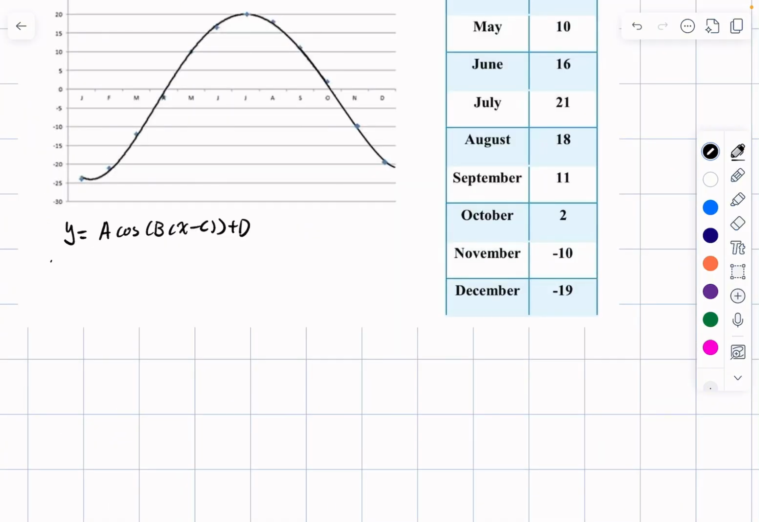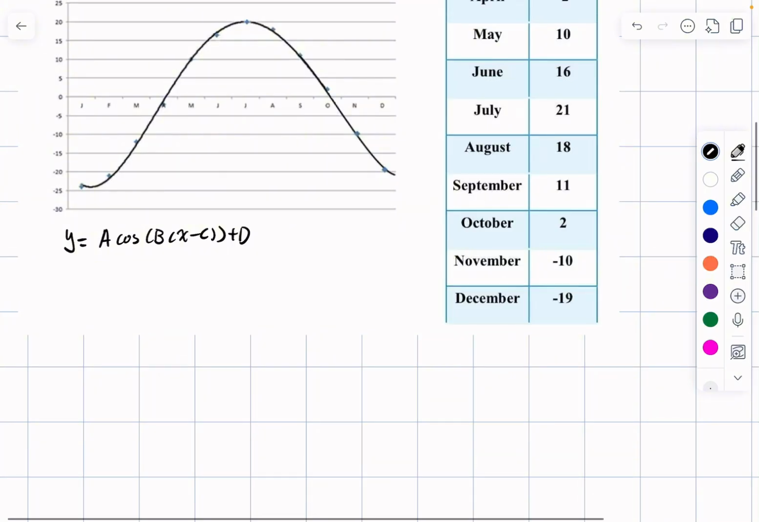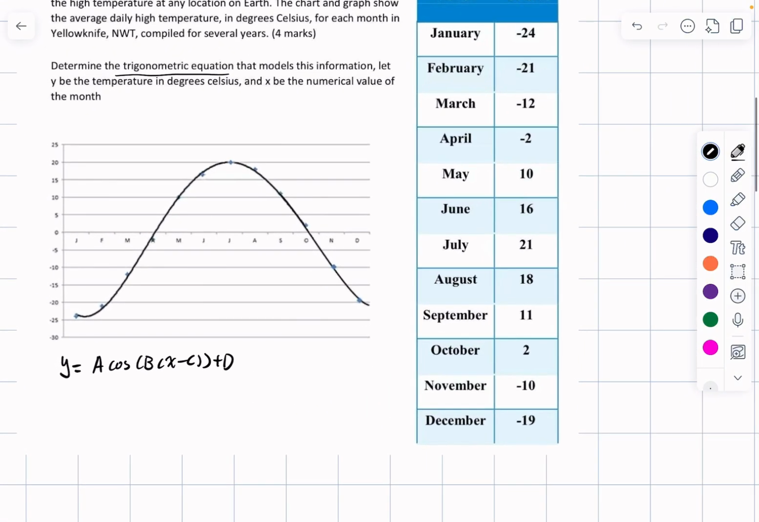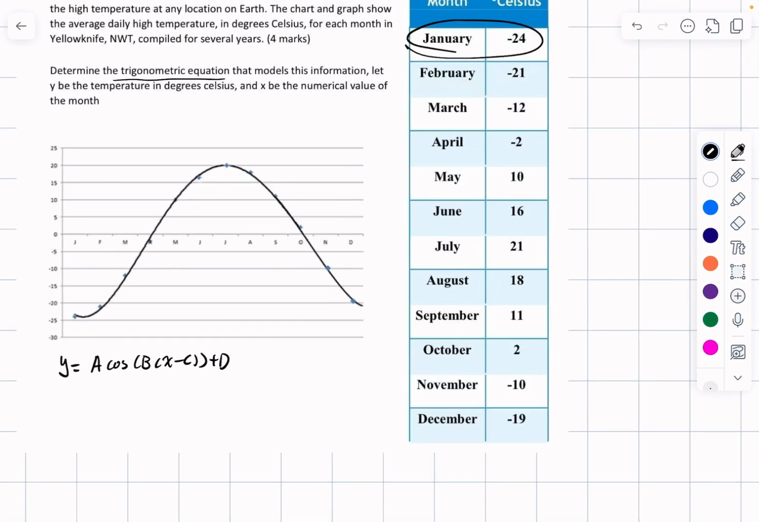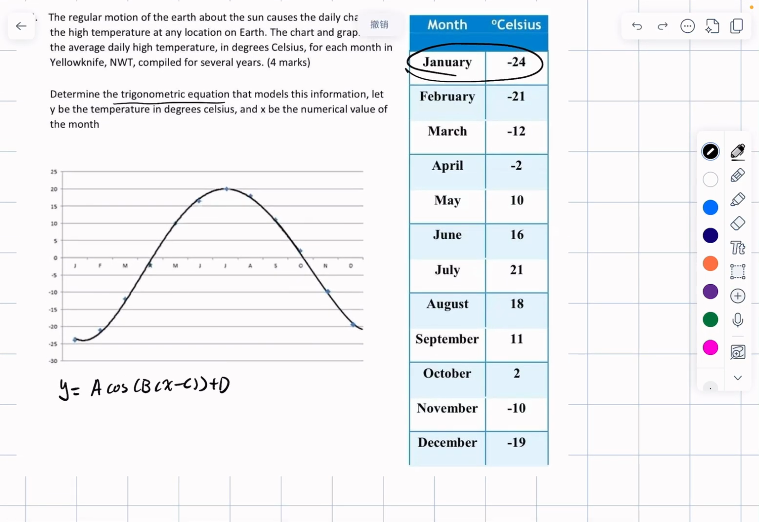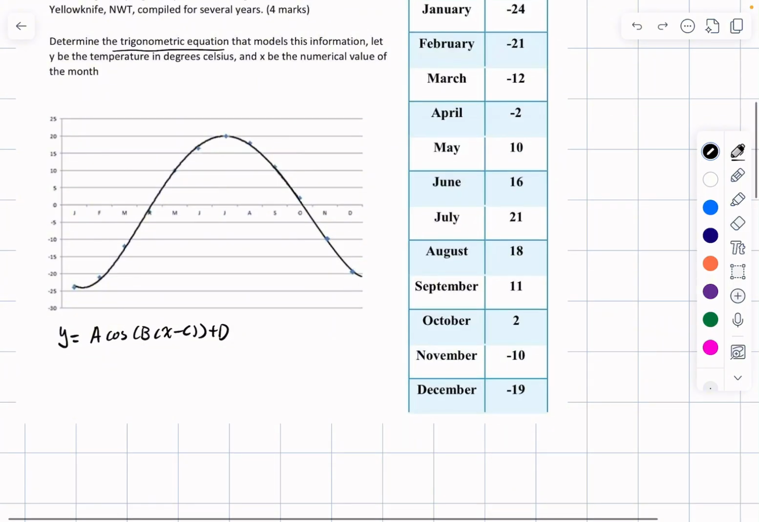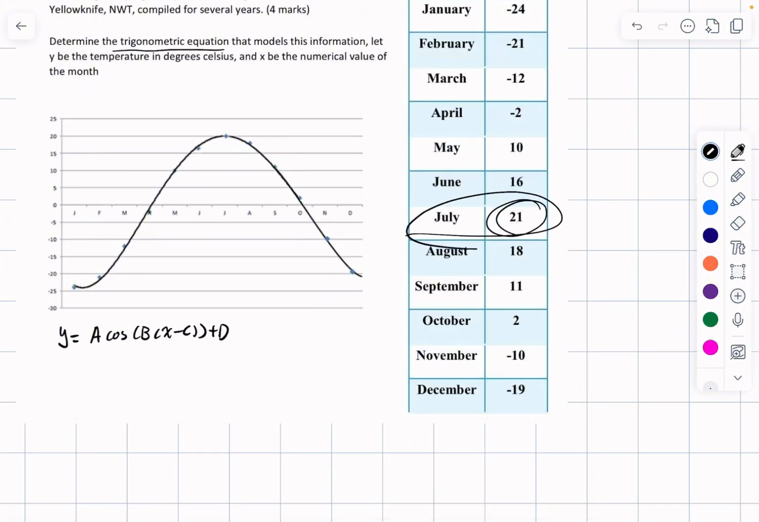So this is the basic equation we're going to use, where A is the amplitude, B affects the period, C is the horizontal shift, and D is the vertical shift. So to use this, the first thing is to determine the max and min. So looking at the chart over here, you can see January is the minimum because it has the lowest Celsius. And the maximum would be July, where it has the highest Celsius.